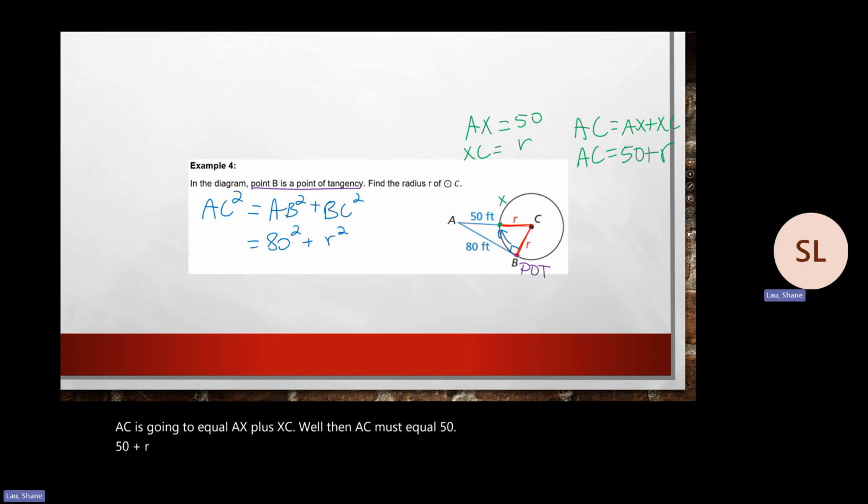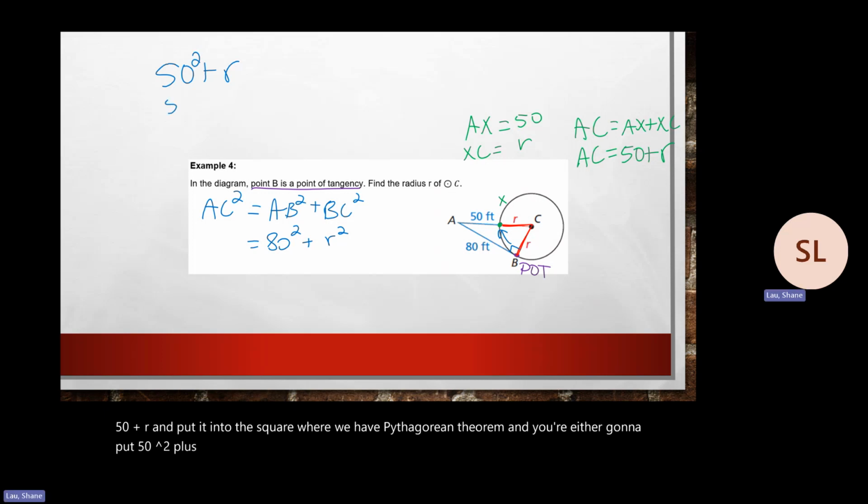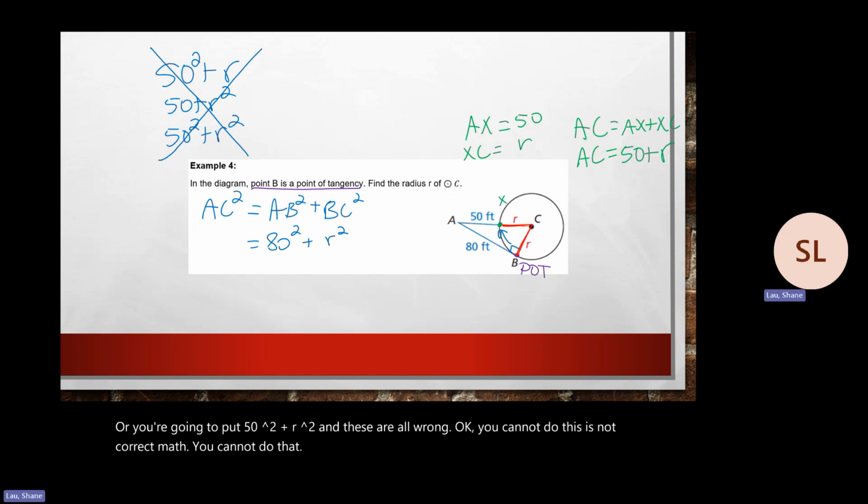Okay, the reason why I put this is because I know for a fact that people are going to write 50 plus R and put it into the square where we have the Pythagorean theorem, and you're either going to put 50 squared plus R, or 50 plus R squared, or 50 squared plus R squared. And these are all wrong. You cannot do this. This is not correct math. You cannot do that. What you must do is this.